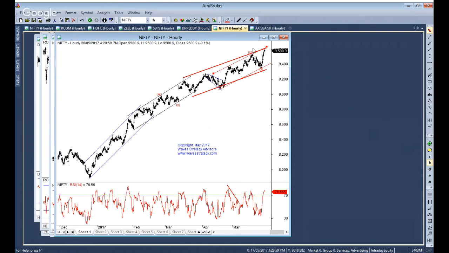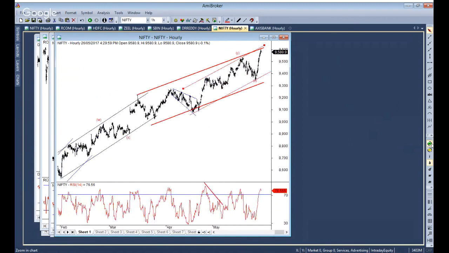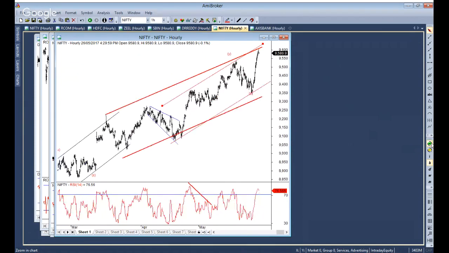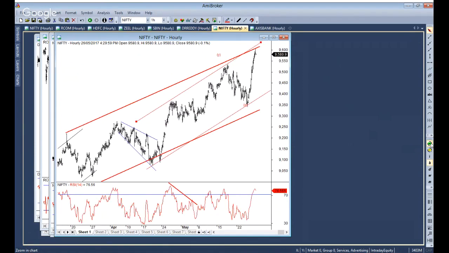Post the completion of the up move over here, prices corrected on the downside, probably another wave X. So we completed two standard corrections on the upside, and another wave X got completed here, and the next trend has started on the upside. Now this next trend can be in the form of a triangle.